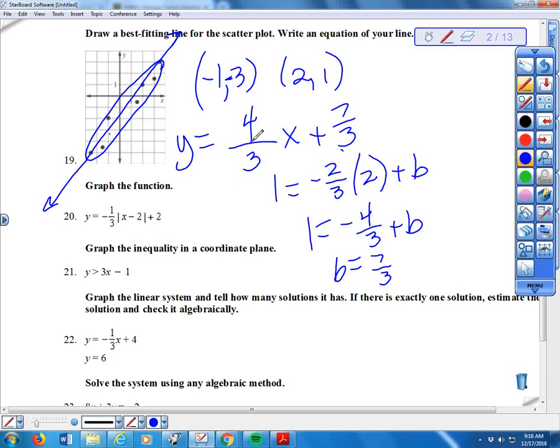So this would be 1 minus negative 3, which is 4. And 2 minus negative 1 is 3. So this is positive 4/3, which makes that positive 8/3. 3/3 minus 8/3 is negative 5/3. There you go. Now I say that makes more sense with my graph. Okay?